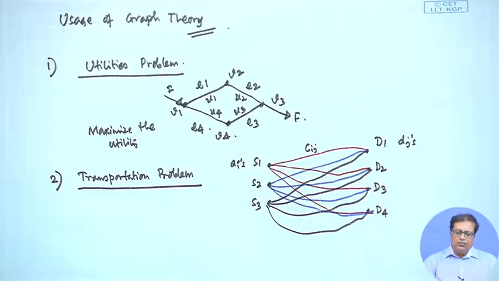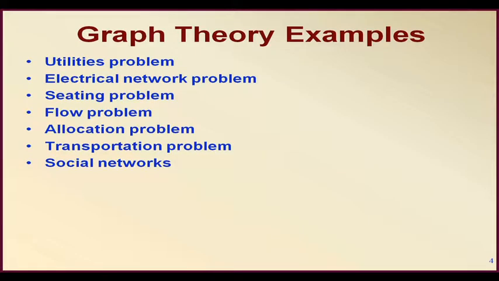So, you see, perhaps you have solved those transportation problems through the linear programming route, but you can also have a network route to solve this problem. In fact, you can also have a network based linear programming method to solve this problem. Apart from that, there are several other kinds of problems like the electrical network problem, the seating problem, the flow problem, the allocation problem. A very interesting problem is called the social network problem, right.